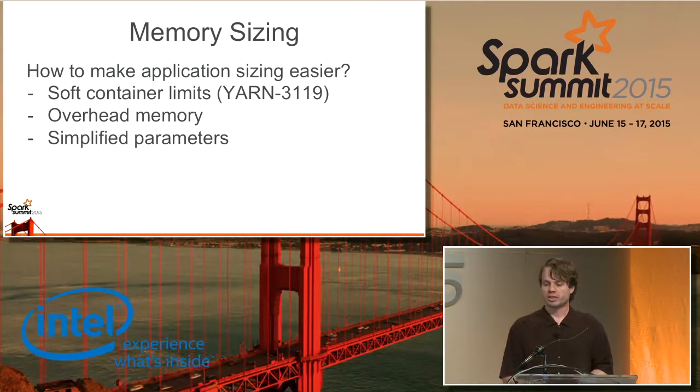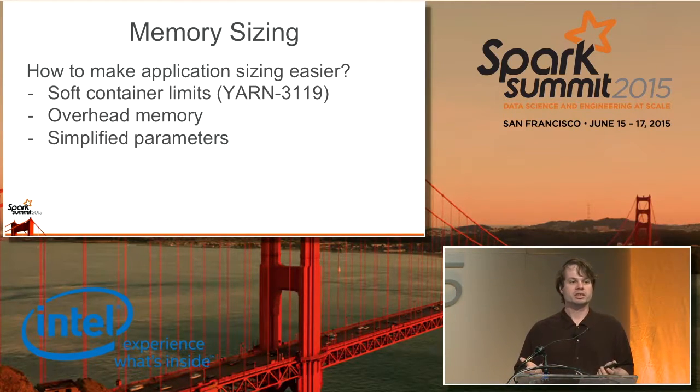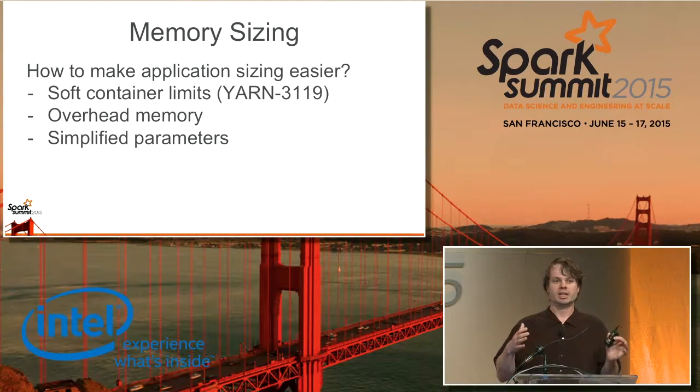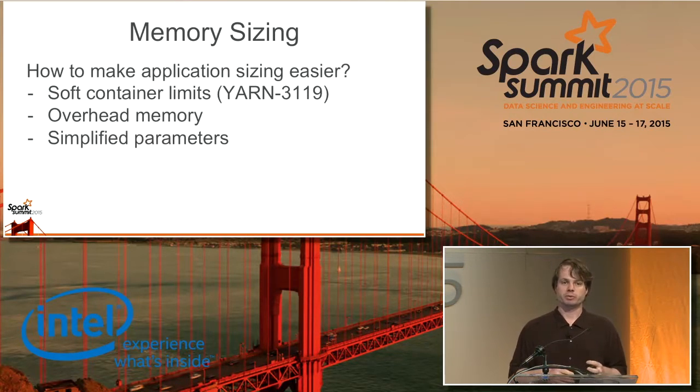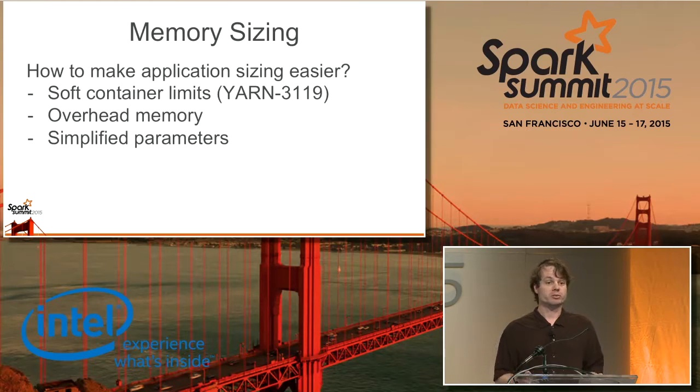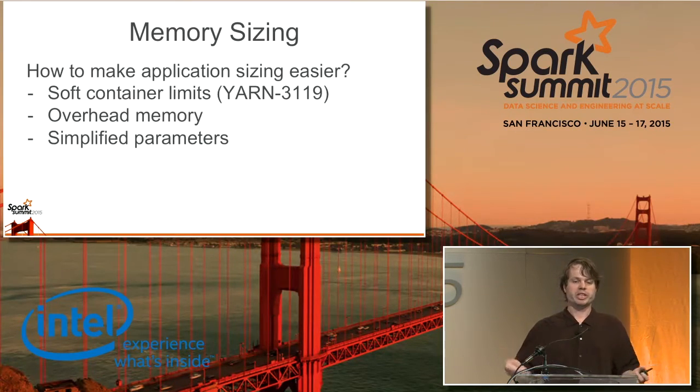So one of the things is support for soft container limits in Yarn. This is not really to make application sizing easier, but basically make Yarn play a little bit nicer with applications when resources are available. So right now, when an application is using more resources than it asked for, Yarn uses a big hammer and kills the application, and that's not nice.